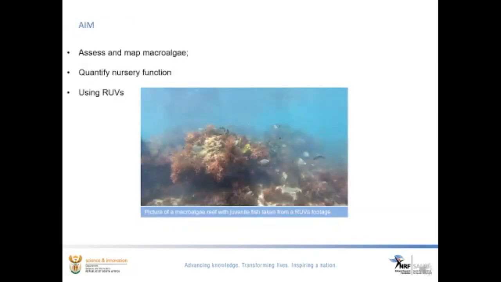The aim of this project is to assess and map habitat complexity and macroalgae as well as fish assemblages, which include diversity, abundance, behavior, and size structure across three different habitat patches in a shallow sheltered rock cove in the western sector of Algoa Bay. The main objective is to assess the nursery function of habitat patches of differing complexity within the cove for juvenile fish species.